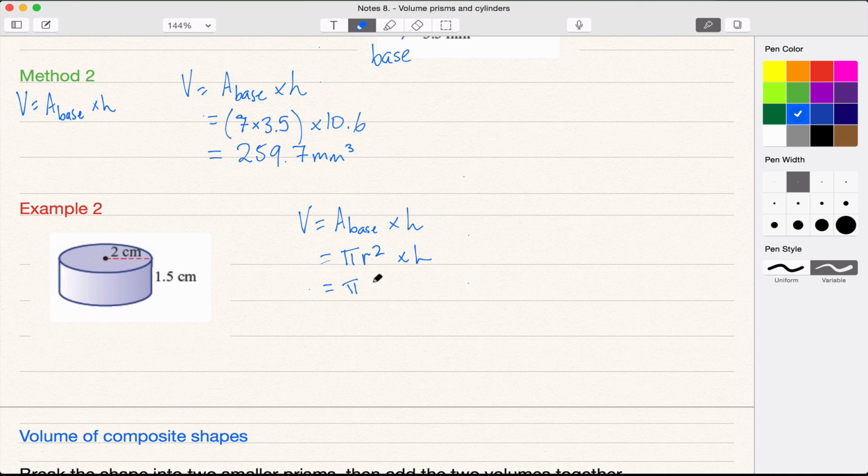Now we can substitute in values. Pi times 2 squared, and the height is 1.5. Put this into your calculator and you should end up with 18.85 centimeters, because these are centimeters, and it's volume, so it's cubed.